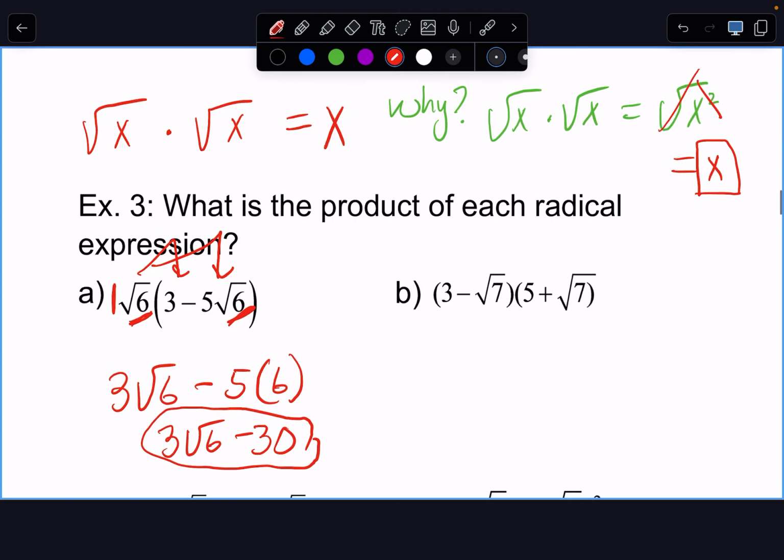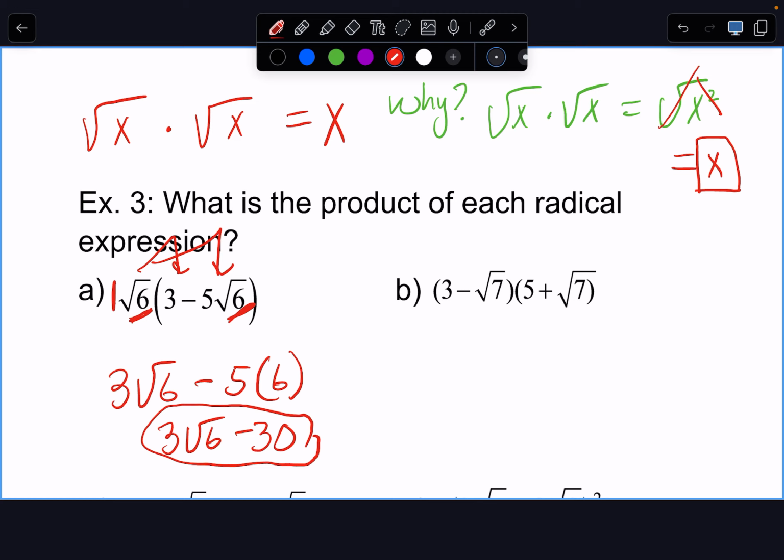Yes, sir. Take your time. Think about it. Process it. Write the rule up there at the top. Write the y in green to show yourself why it equals x.